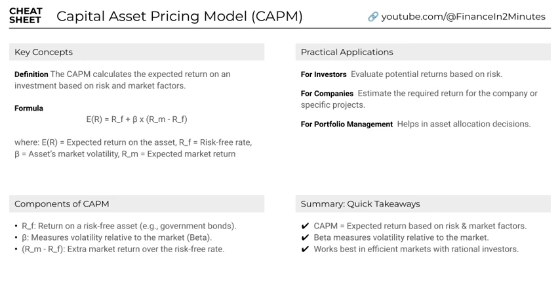An important assumption of CAPM is that investors are rational and risk-averse, and that they have access to all available information. Also, it's assumed that markets are efficient and there are no transaction costs or taxes. CAPM can be used by investors to evaluate the potential return on an investment, as well as by companies to estimate the required rate of return for a project or investment.